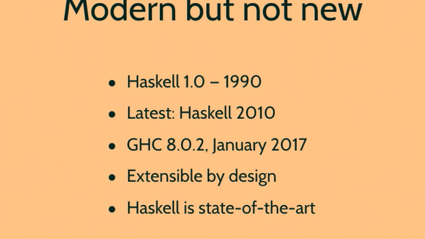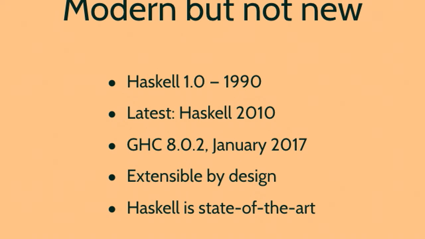Haskell stands at the end of decades of programming language research. It started out as Haskell 1.0 in the year 1990, so it's venerable. The latest Haskell language reference is Haskell 2010, and the most modern, up-to-date implementation of a Haskell compiler is the Glorious Glasgow Haskell Compiler, which is in version 8. Version 8.0.2 came out in January of 2017, and it's in active development. They're constantly adding new things.